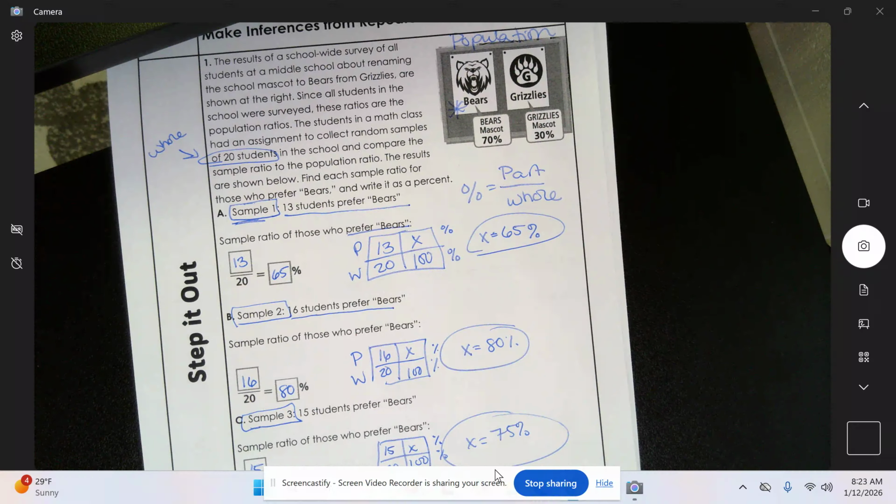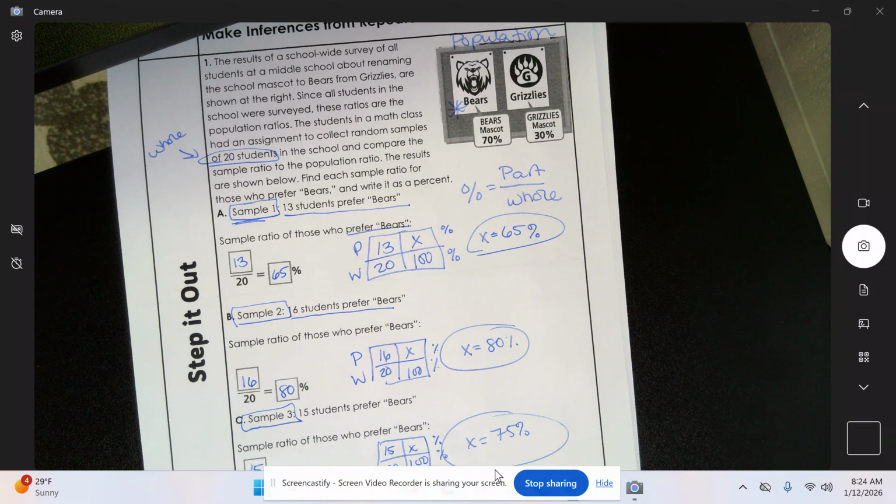They're all close to 70, or they're all close to what their population is. You're just looking at the numbers. 70 and 65. How far away are those two from each other? 5%. 80 to 70 is what? 10%. 75 to 70 is? 5%. Are they all relatively close to the population? Yeah, so could we say that they're relatively close?